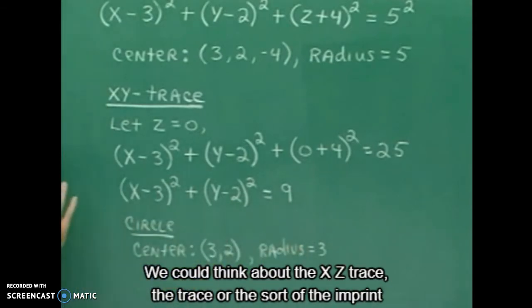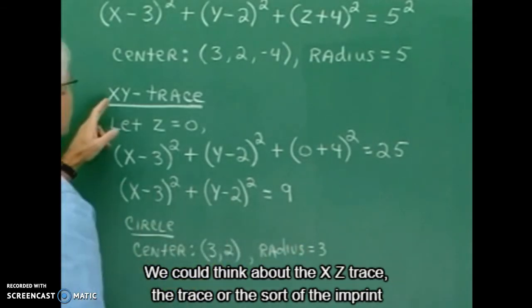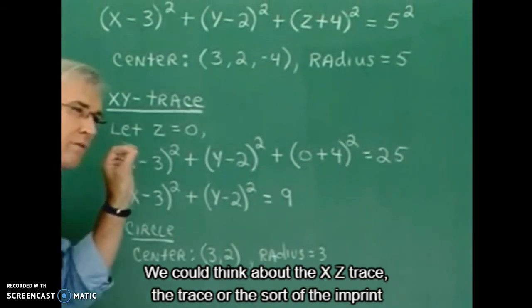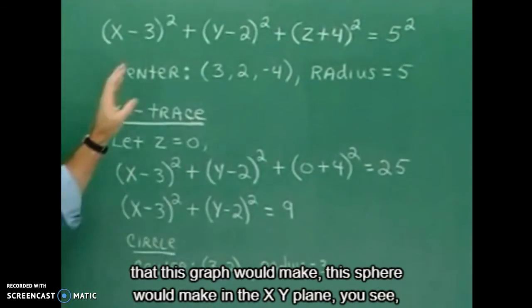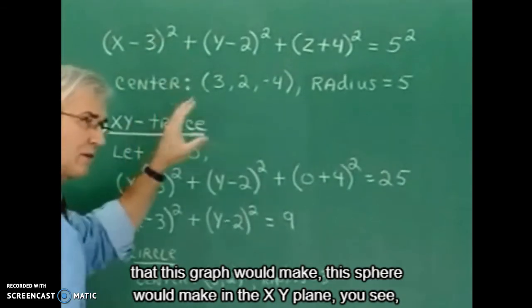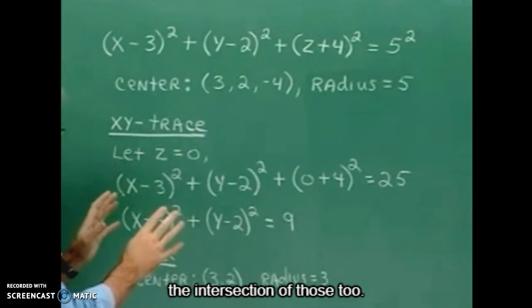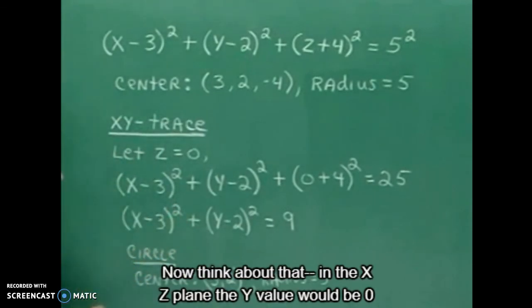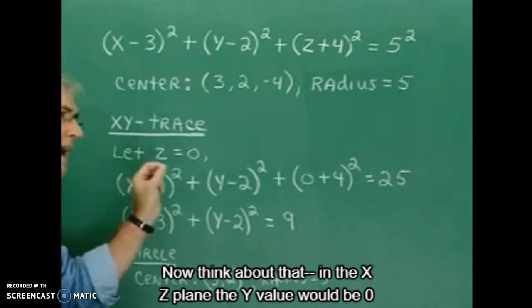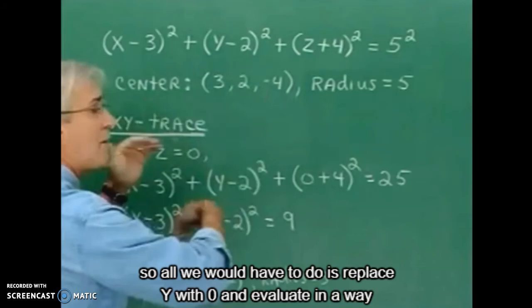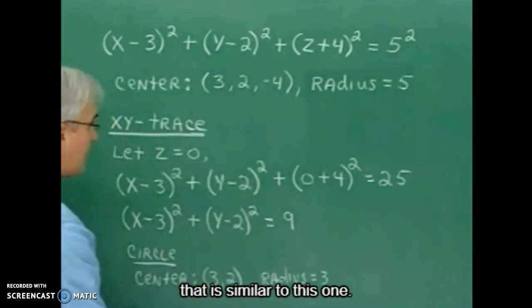And we could think about the XZ trace, the imprint that this sphere would make in the XZ plane. You see the intersection of those two. Now think about that. In the XZ plane, the Y value would be 0. So all we would have to do is replace Y with 0 and evaluate in a way that is similar to this one.